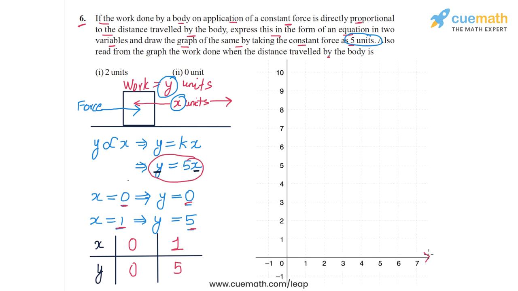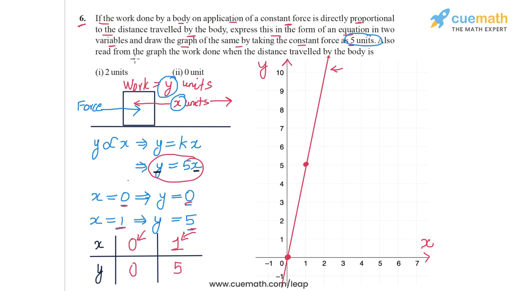So here's the graph that I'm going to use. The horizontal axis represents the distance x and the vertical axis represents the work done, which is y. Now the first solution was 0, 0, which is this point here, and the second solution was 1, 5, which is this point here. And now we draw the line through these two points, and this line will be like this. So this line is the graph of the equation y equal to 5x. So that completes the graph part.